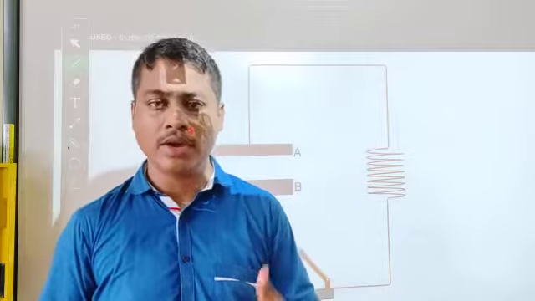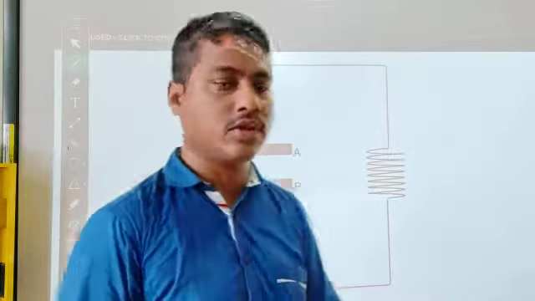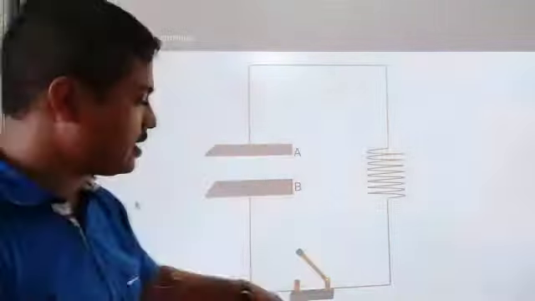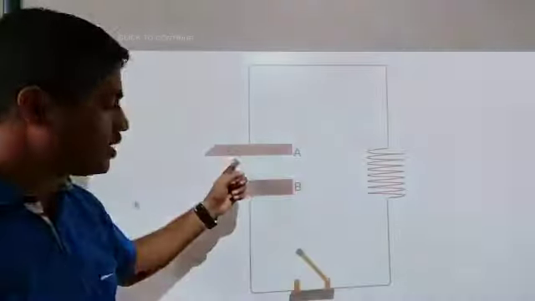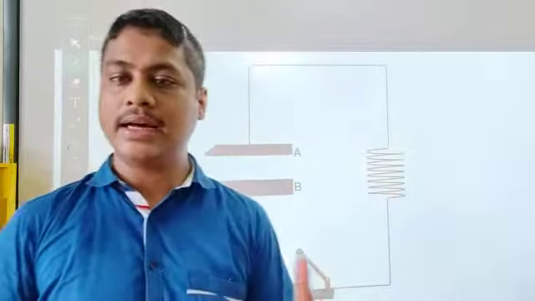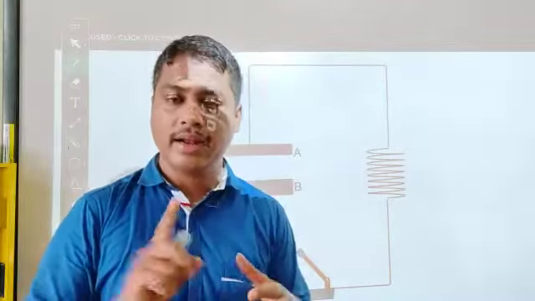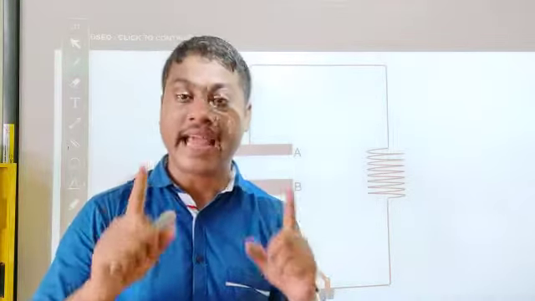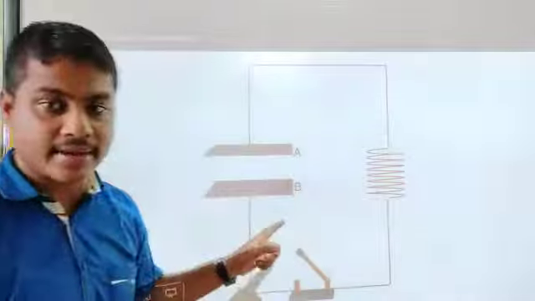The next topic I am going to discuss today is the LC oscillation. This is an LC circuit. This is a capacitor, this is an inductor. When we connect an L and a C, that type of circuit is called a tank circuit.